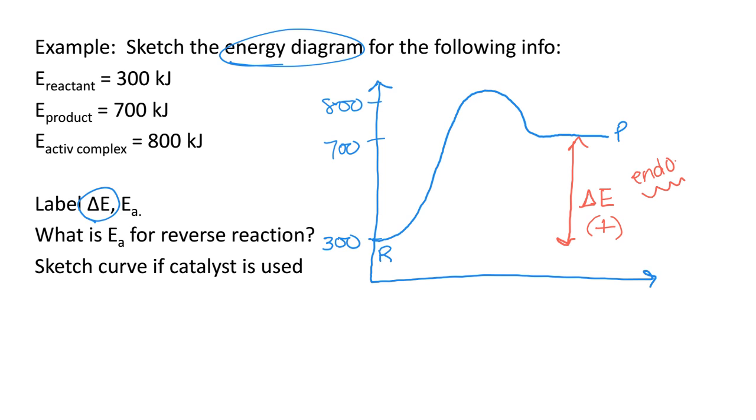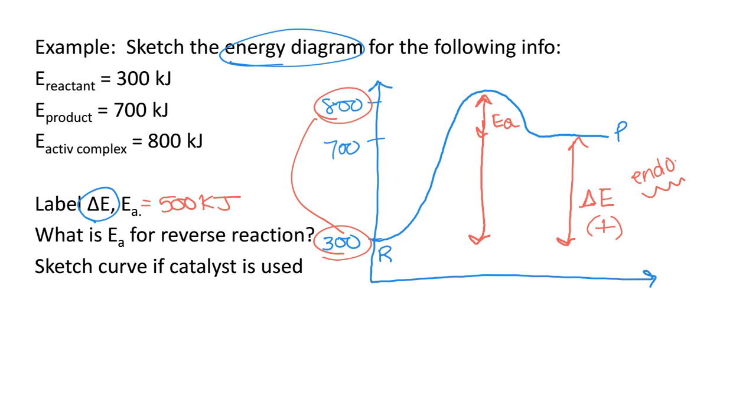It also asks us to label our activation energy. So my activation energy is going to be from my reactants to the peak of my graph. So that whole thing from 300 all the way up to 800 is going to be my activation energy. So activation energy is going to be 500 kilojoules right there.